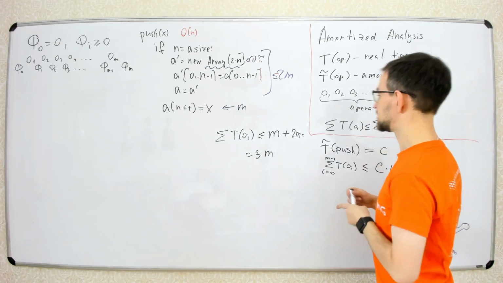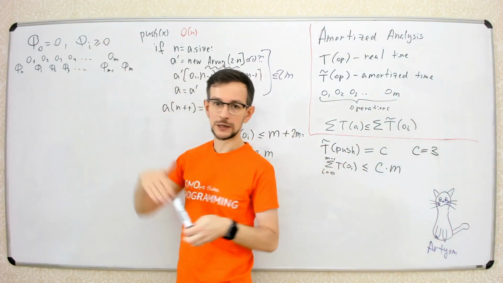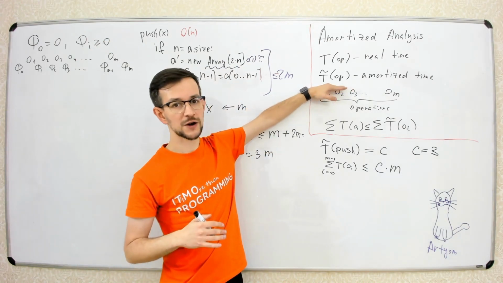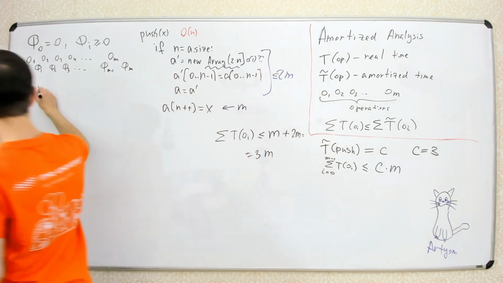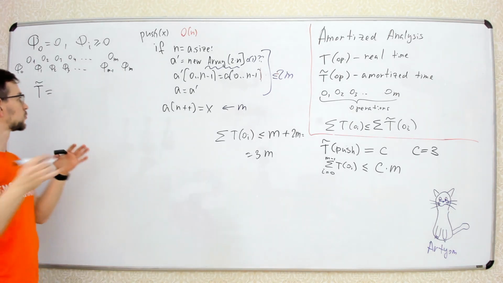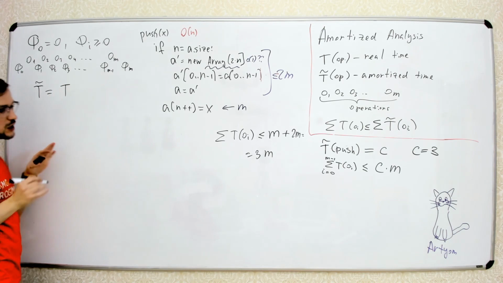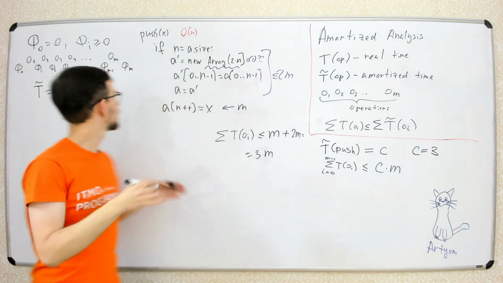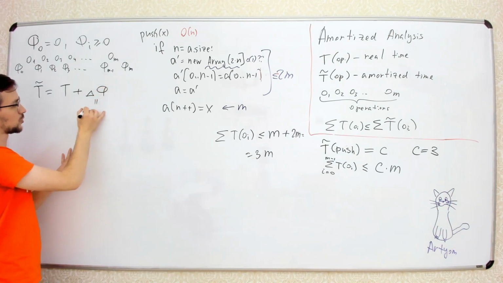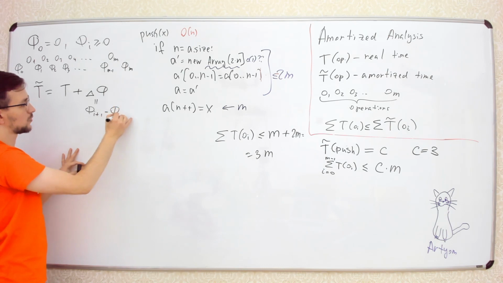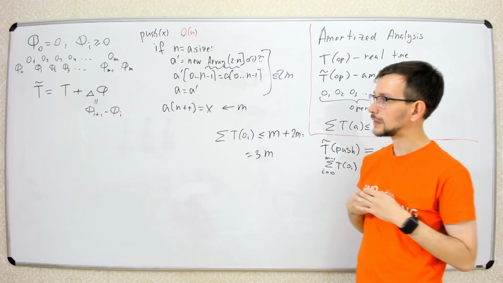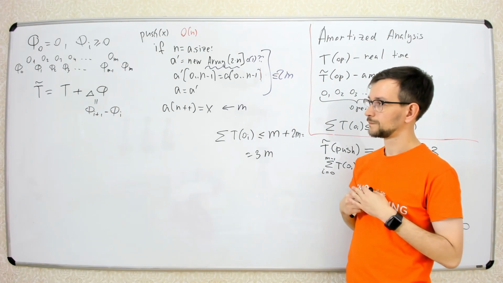What is the plan? When you fix your potential function, you say that the amortized cost of the operation will be equal to the sum of two values: the real cost of the operation plus the change of the potential. This is equal to phi of i plus 1 minus phi of i. That's all.